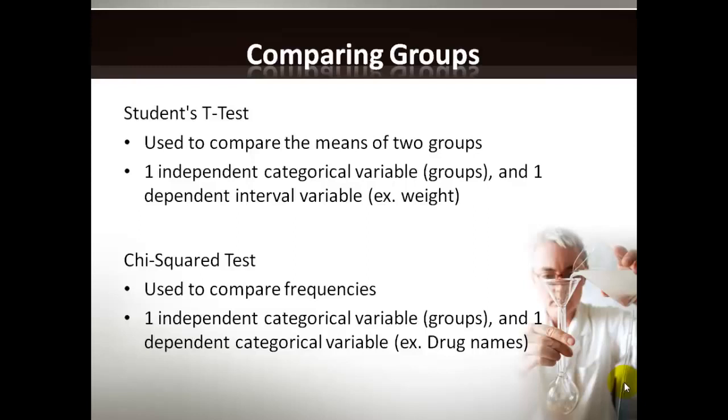The student's t-test is used when there's one independent categorical variable, being the group, and one dependent interval variable, for example, weight. The chi-squared test we use when there's one independent categorical variable, being groups, and one dependent categorical variable, for example, drug names or colors or gender. So the chi-squared test is used normally in situations where we have a lot of categorical variables and we're using frequencies to describe our data.